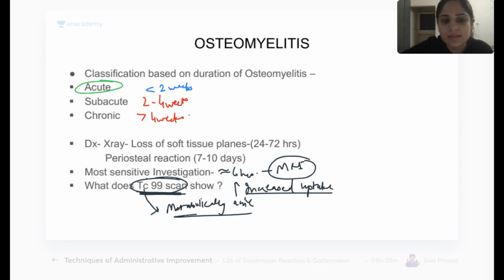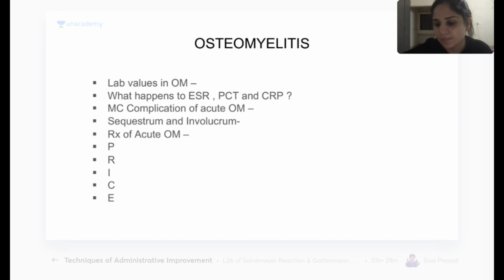Then on X-ray you can see loss of soft tissue planes. That is the first sign that you can see, and later on you will see periosteal reaction. Now in osteomyelitis, can you tell me what happens to the ESR, procalcitonin and CRP? Is there any specific pattern of these values? All of them will increase, or one will increase and the rest won't?